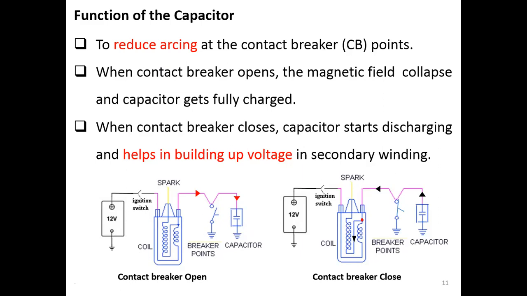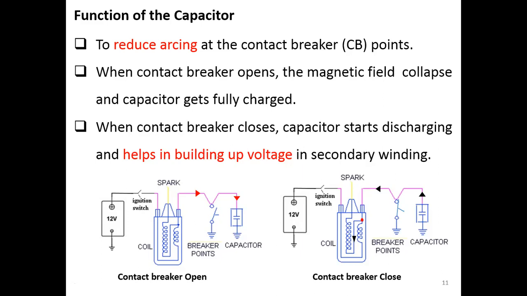So it keeps the lifetime of the contact point, or the contact breaker, longer. So when the contact breaker here opens, you see the current from the battery goes to the capacitor. And this capacitor gets fully charged because of the current from the battery. And when it's closed, this capacitor starts to discharge the current in here. So it will help build up the current in the secondary winding.